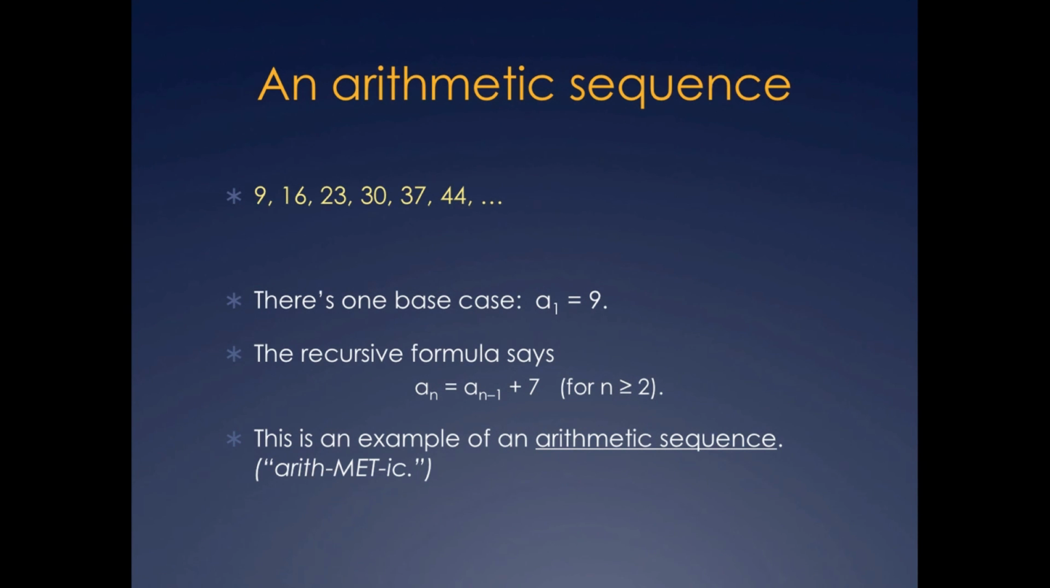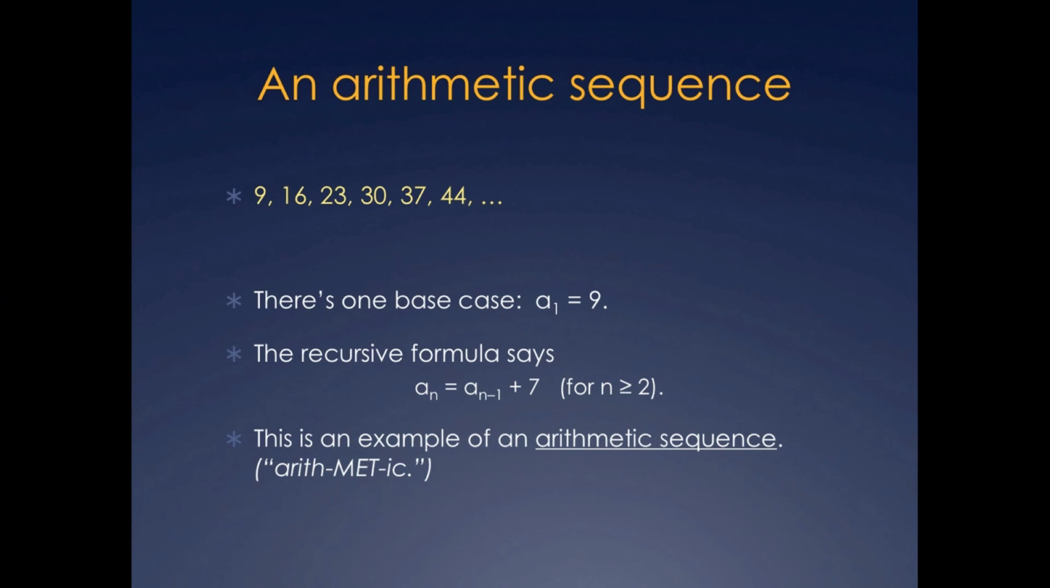Okay? This is an example of what's called an arithmetic sequence. And the recursive formula for this particular arithmetic sequence is a_n = a_(n-1) + 7, which is just a fancy way of saying to get a term of the sequence, take the previous term and add 7.